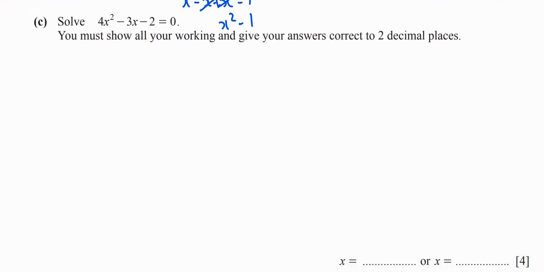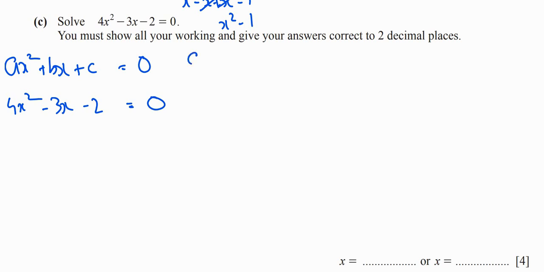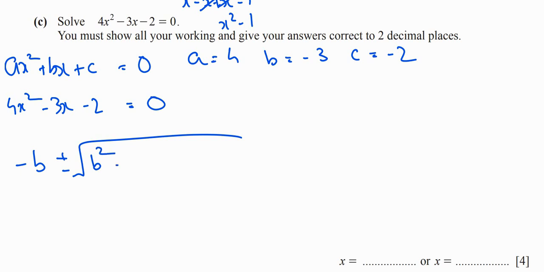Okay, now next question, it says you must show all your workings and give your answer correct to two decimal places. The reason why it's saying two decimal places, because you need to use the formula. So basically, ax squared plus bx plus c is equals to 0. So this is 4x squared negative 3x, my bad, negative 3x, negative 2 is equals to 0. So a is equals to 4, b is equals to negative 3, c is equals to negative 2. So the formula is minus b plus minus under root b square minus 4ac upon 2a.